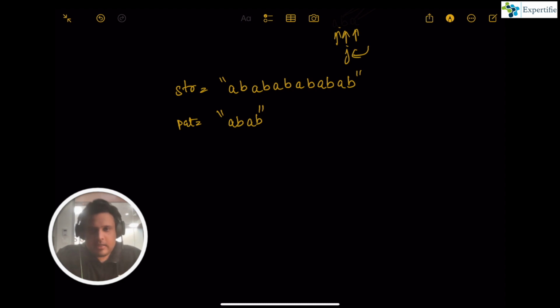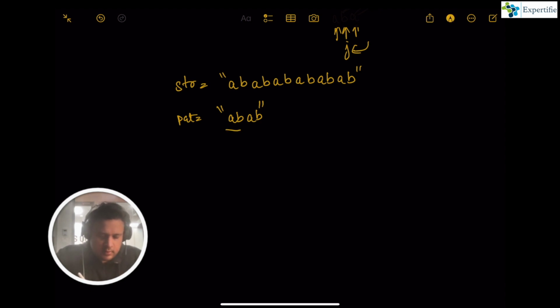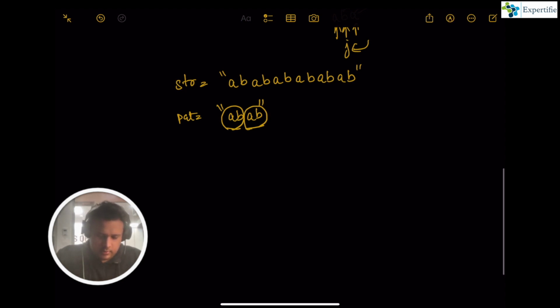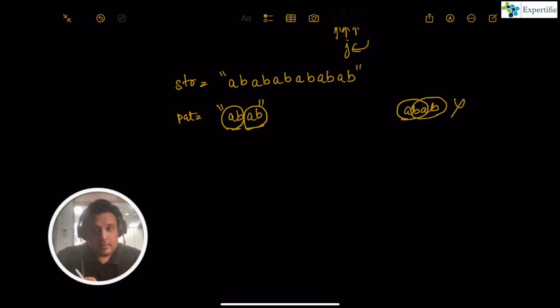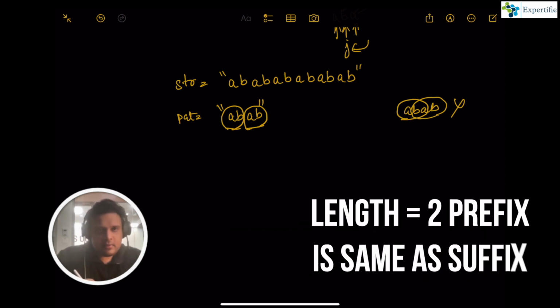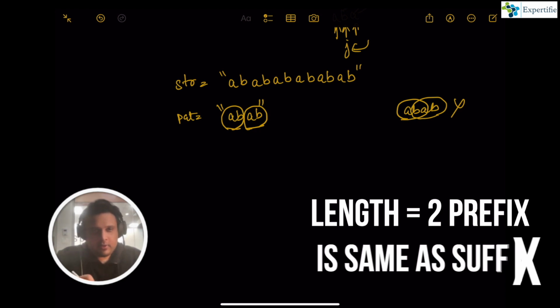Okay, so the pattern is ABAB and the string is ABAB. Now let us see what prefix is same as suffix. We can see that AB is equal to AB, and there is no bigger prefix, right? If we take the prefix ABA, then there is no suffix ABA. This is not true. So here also the answer is 2. The previous case answer was 1. Here the answer is 2, that is, a length of 2 prefix is same as the suffix.